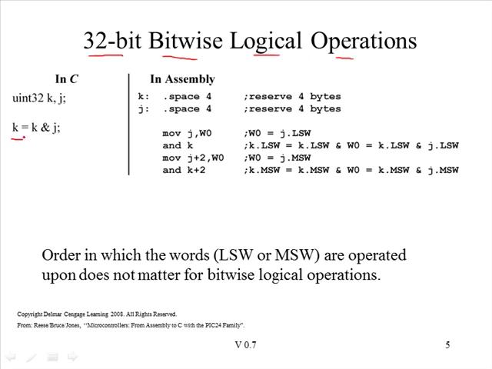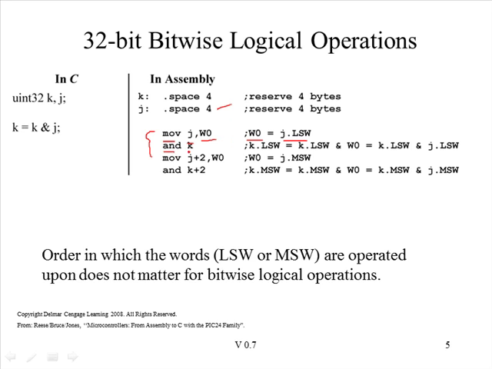Now let's do a 32-bit bitwise logical operation. This statement here says K is equal to K bitwise ANDed with J, where both of these are 32-bit wide variables. The first thing we'll do is the least significant word operation. We're going to do a move J to W0. That's going to take the least significant word of J and move it into W0. Because the PIC24 uses little endian order for storing bytes, the least significant word is stored in the first 2 bytes, and the most significant word is stored in the next 2 bytes.